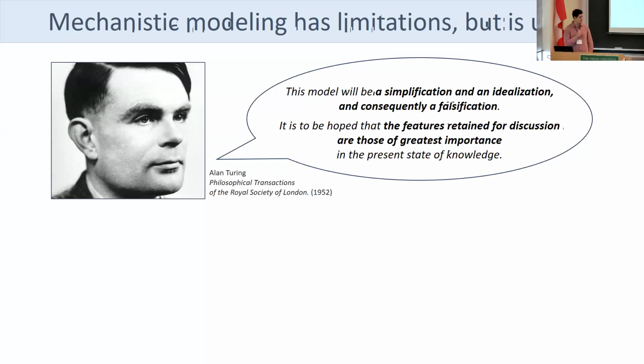And I really love this quote of Alan Turing, so let me cite it with small adjustment. Mechanistic models can be defined as simplifications, idealizations, and consequently falsifications. However, if the features retained in them are of greatest importance, then we can go a long way with these models.